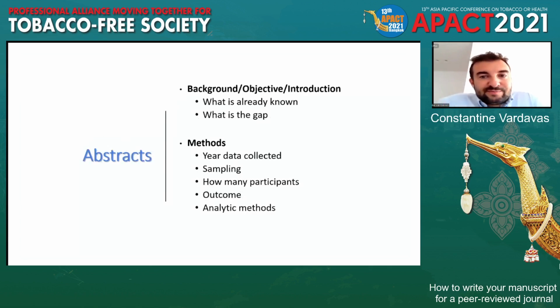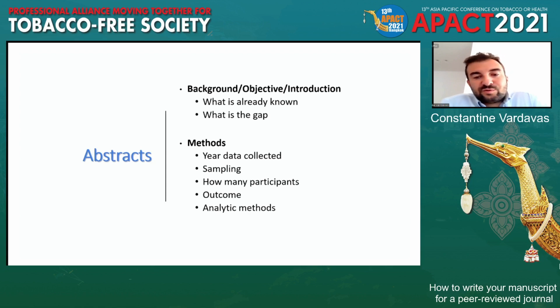So in the first part about the background, objective, introduction, it's only 2 lines. You want to write in 1 line what is already known, and in 1 or 2 lines what is the gap you come to cover. So this is 2 lines, the first 2 lines of the abstract.